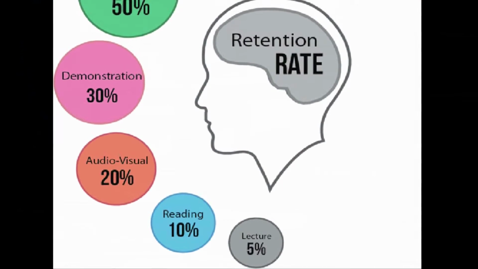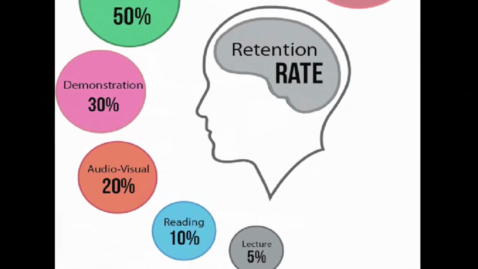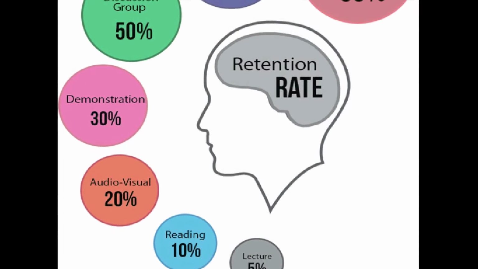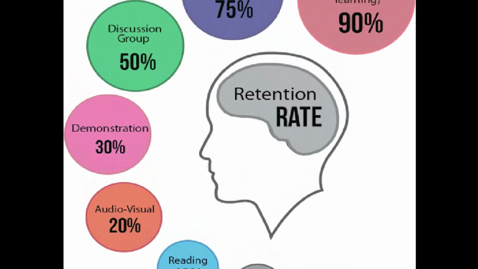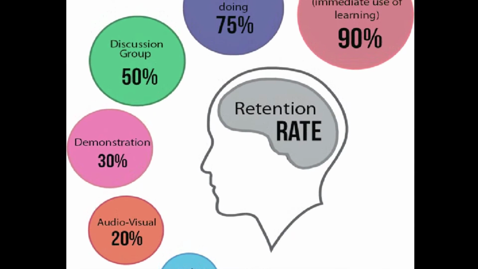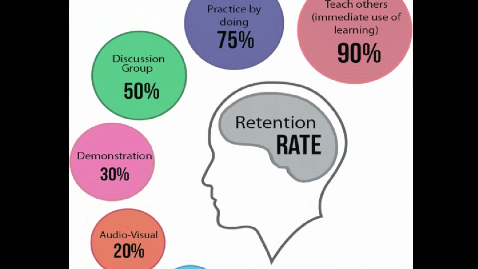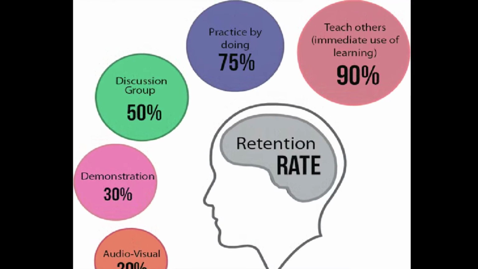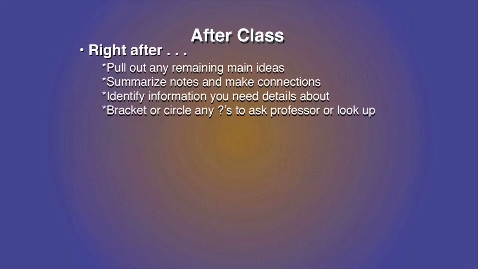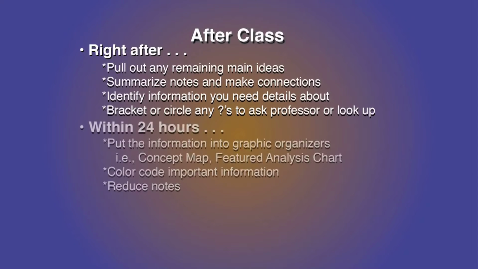Want to know something even more helpful? After sitting in your lecture class, you actually only retain 5% of the information. That's right, 5%. Fortunately, there is a way to make that percentage go up. By going over your notes right after class, or at least within the next 24 hours, you can increase your retention rate. In fact, right after class, be sure to pull out any remaining main ideas that perhaps you missed during the lecture. Connect those main ideas and identify information where you may need more details.